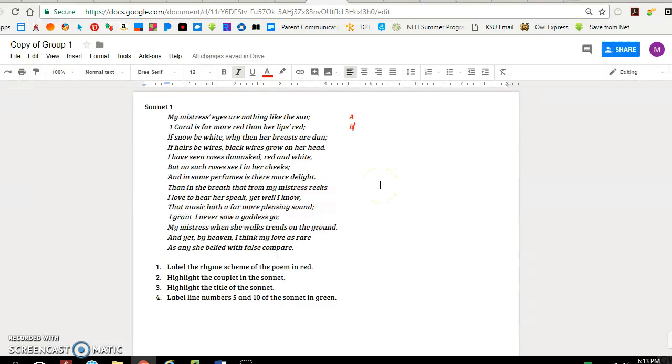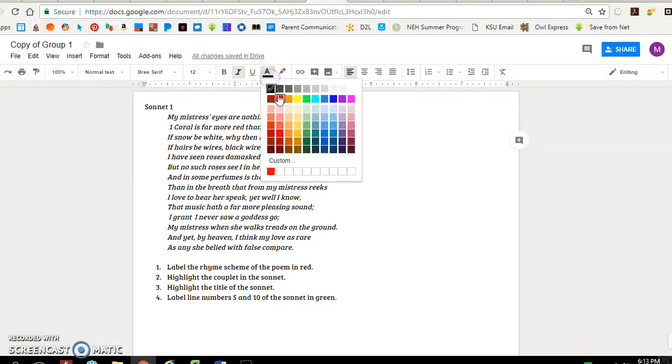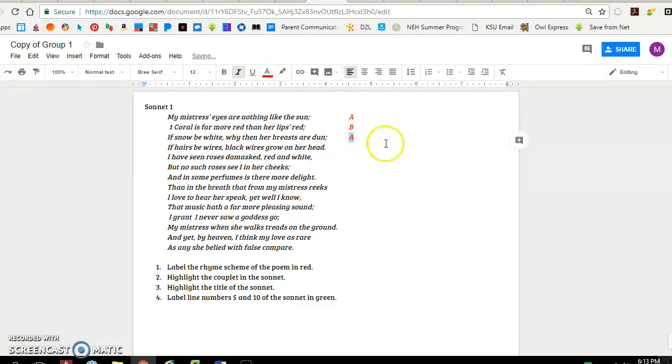I'm going to do the same thing over and over again with each line. Done does not rhyme with red, so it cannot be B. But it does rhyme with sun, so I'm going to label that one A. It's possible to have an A all the way at the end of the poem, even if I never see one again, with lots of poetry. But with sonnets, we have a very, very specific rhyme scheme, and it's always going to be the same. And this is the rhyme scheme that it's going to follow.